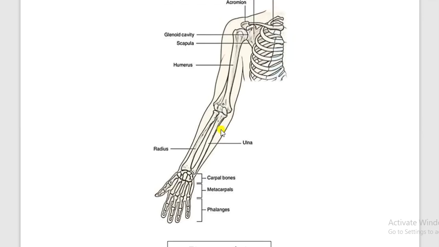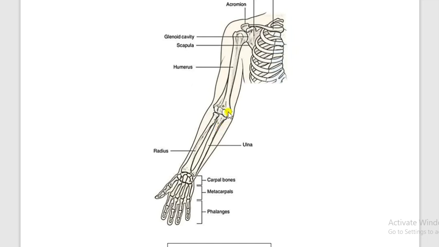This is the ulna, located on the medial side of the body. This is the medial part, located at the side of the pinky, the small finger here. You can see it is a tubular bone also, located in the forearm, and it has a proximal epiphysis, a distal epiphysis, and a diaphysis, also known as the body.